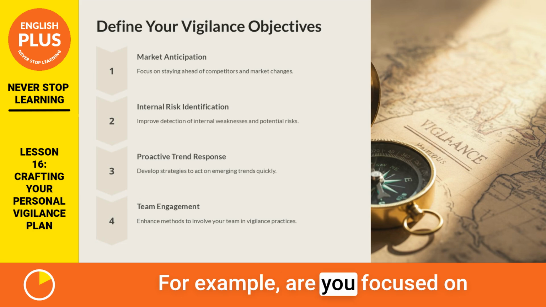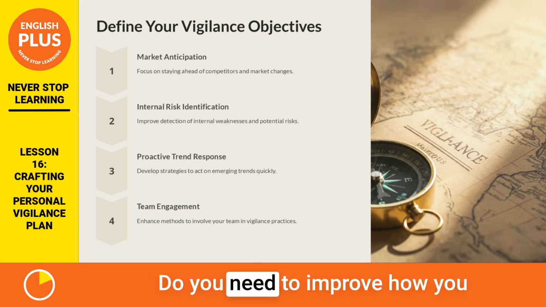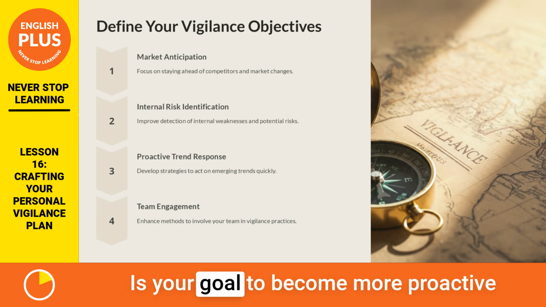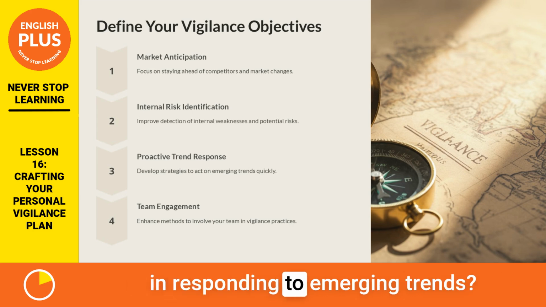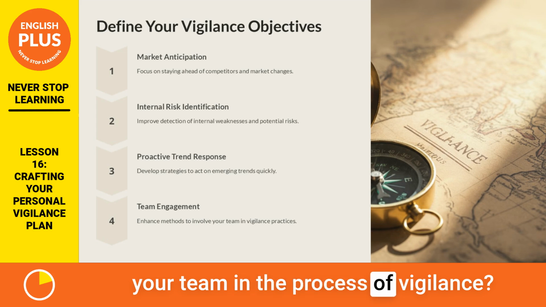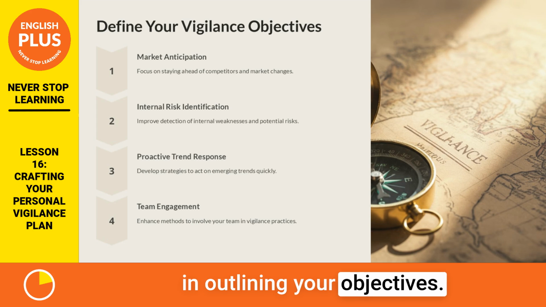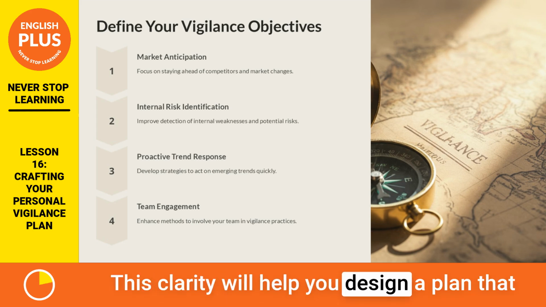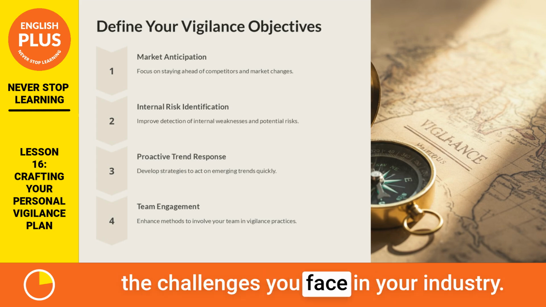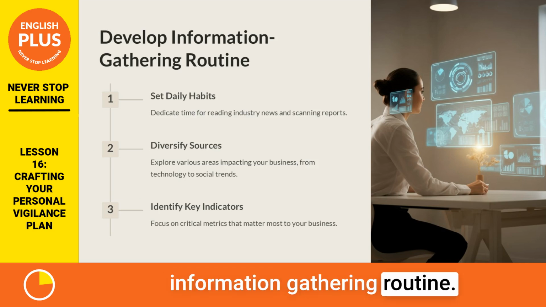For example, are you focused on anticipating market changes and staying ahead of competitors? Do you need to improve how you identify internal risks and weaknesses? Is your goal to become more proactive in responding to emerging trends? And are you seeking to better involve your team in the process of vigilance? Be as specific as possible in outlining your objectives. This clarity will help you design a plan that aligns with your leadership priorities and the challenges you face in your industry.